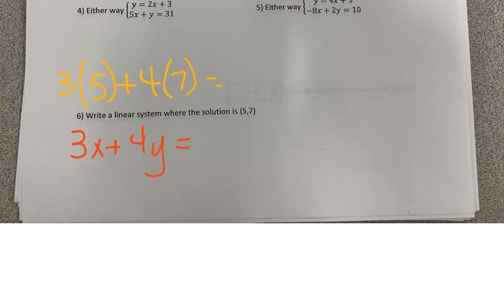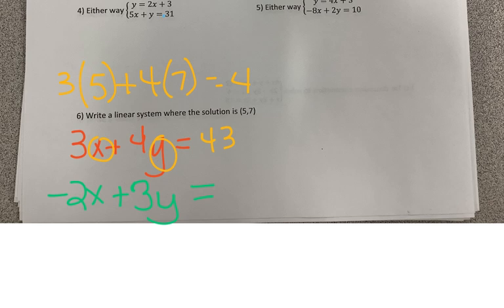So 15 plus 28, that's 43. So that's the first equation. This has to be a true statement, so if I put 5 and 7 into this equation, it'll be 43. And I can choose any x value. So this time I'm going to go negative 2x plus, it doesn't matter what I choose, 3y.